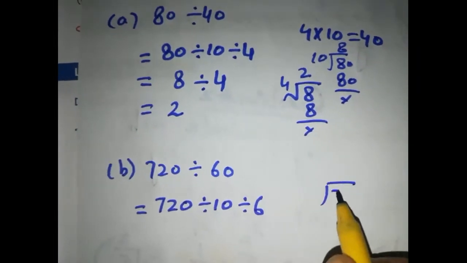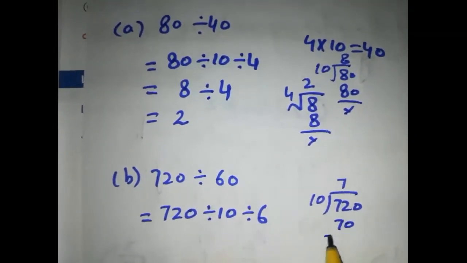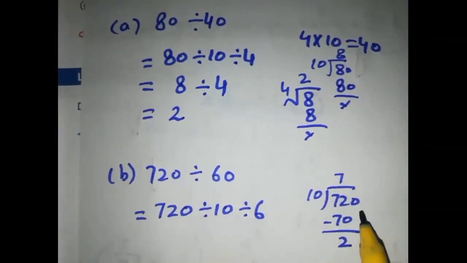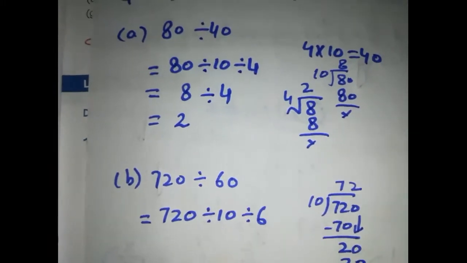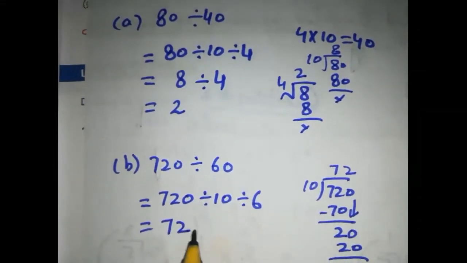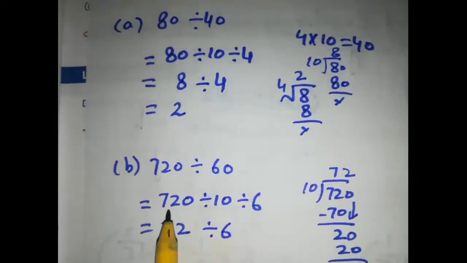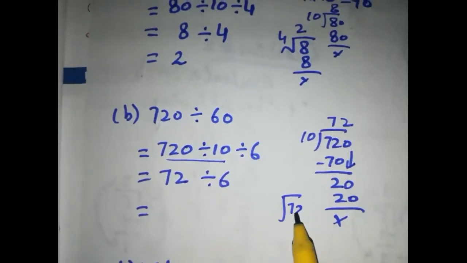Initially I will divide 720 by 10. 10 sevens are 70. By subtracting we will get answer 2. This 0 moves below, 10 twos are 20. So by dividing 720 by 10 we will get answer 72 divided by 6 as it is. So now I will divide 72 by 6.